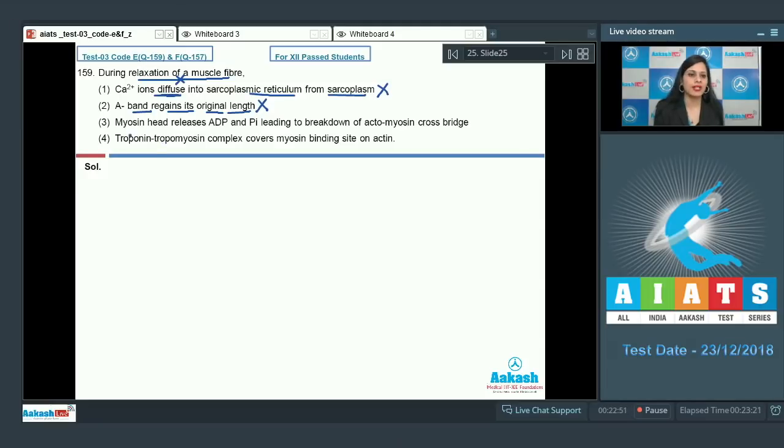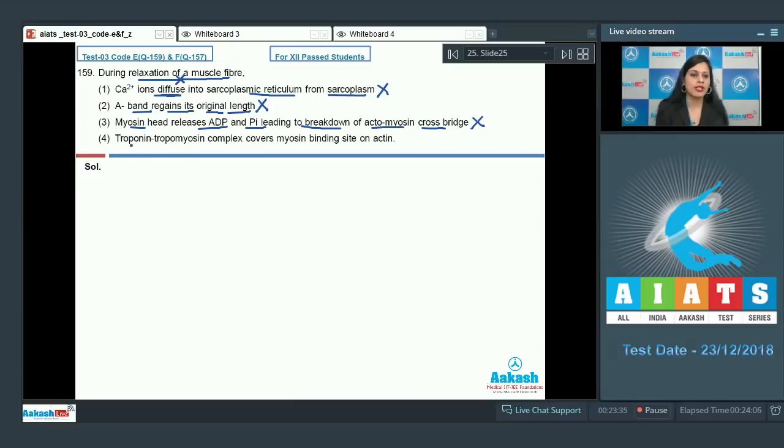The next option given is myosin head releases ADP and Pi, leading to breakdown of actomyosin cross bridge, and this is also an incorrect option because the factor which is responsible for the breakdown of actomyosin cross bridge is not the release of ADP and Pi from the myosin head, but it is the binding of a new ATP molecule to the myosin head which will lead to the breakdown of this cross bridge. So this is an incorrect option.